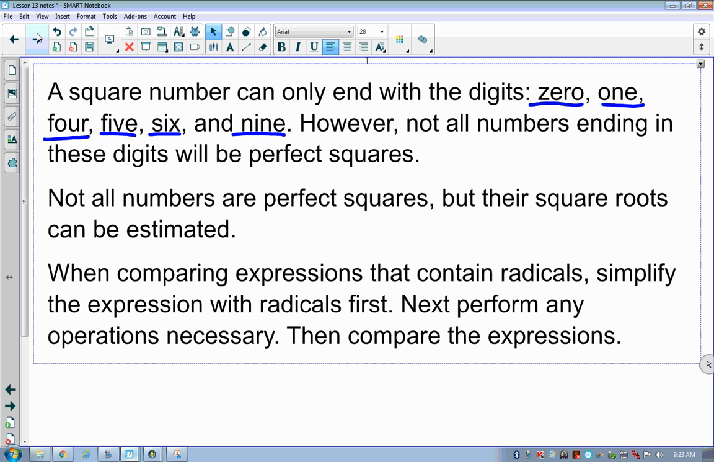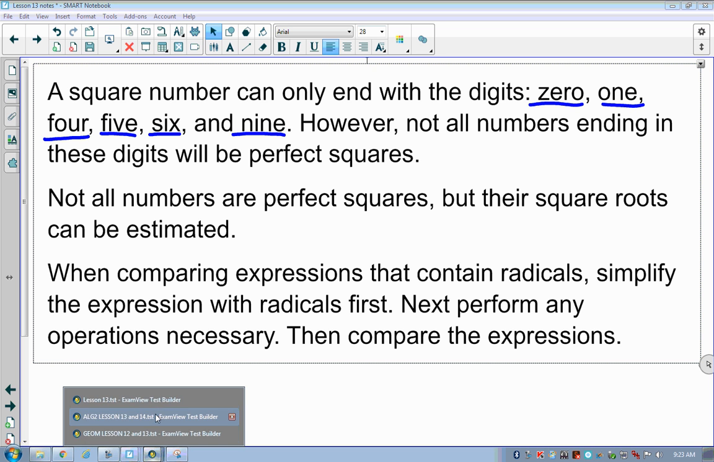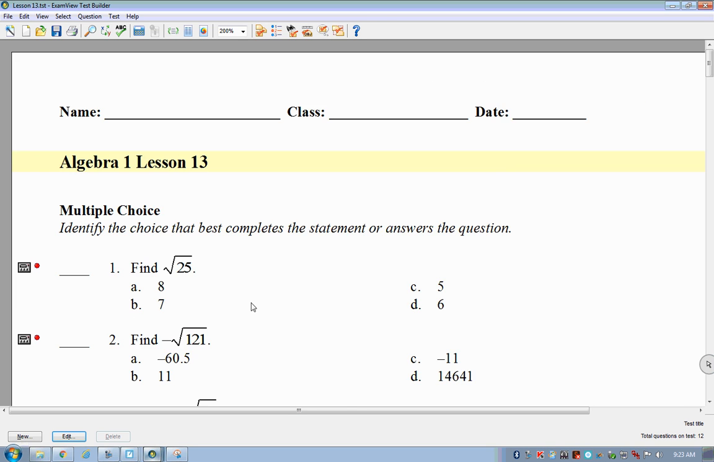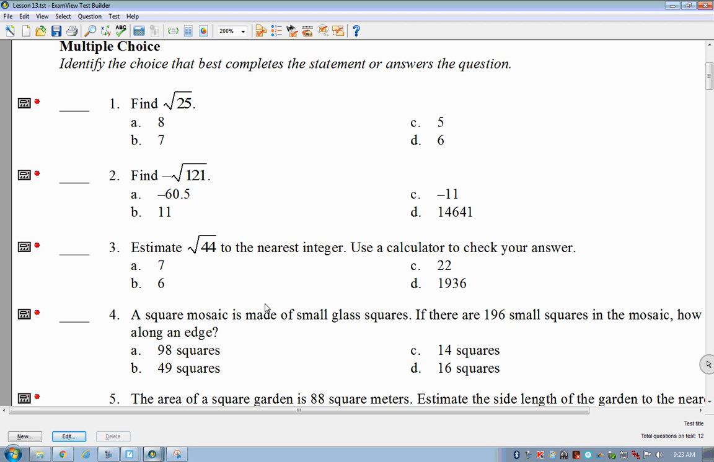When comparing expressions that contain radicals, we want to simplify the expression with radicals first, and then perform any operations necessary, then compare those expressions. That seems really wordy, but let's look at some examples here. Let's see, lesson 13. Some of these are really easy.